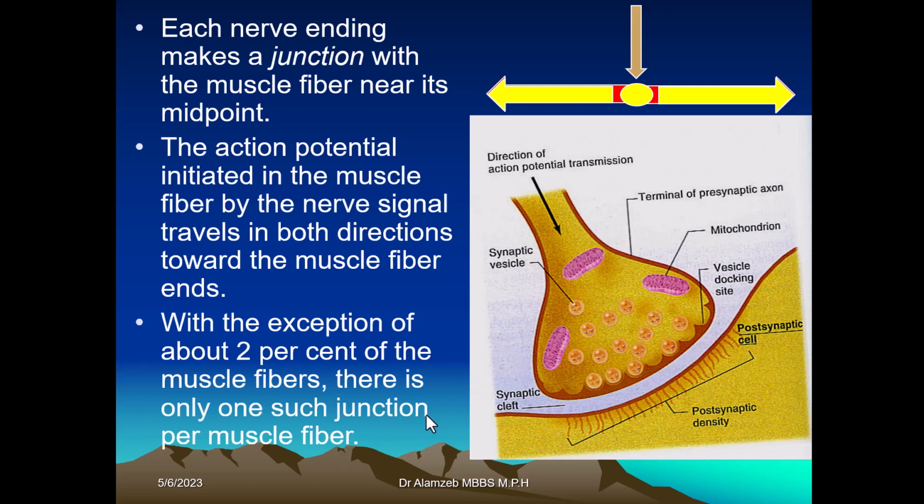With the exception of about 2% of the muscle fibers, there is only one such junction per muscle fiber. About 2% of the muscle fibers are not supplied, or they have no neuromuscular junction. The rest, 98% of the fibers, have this type of neuromuscular junction.